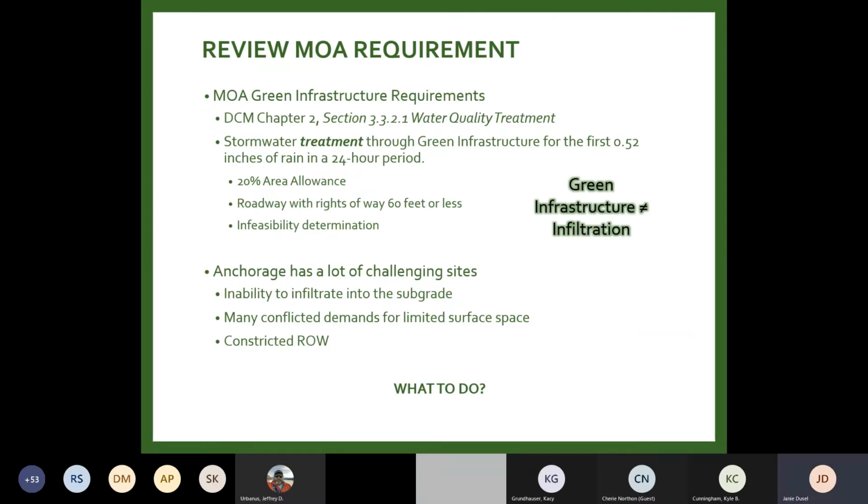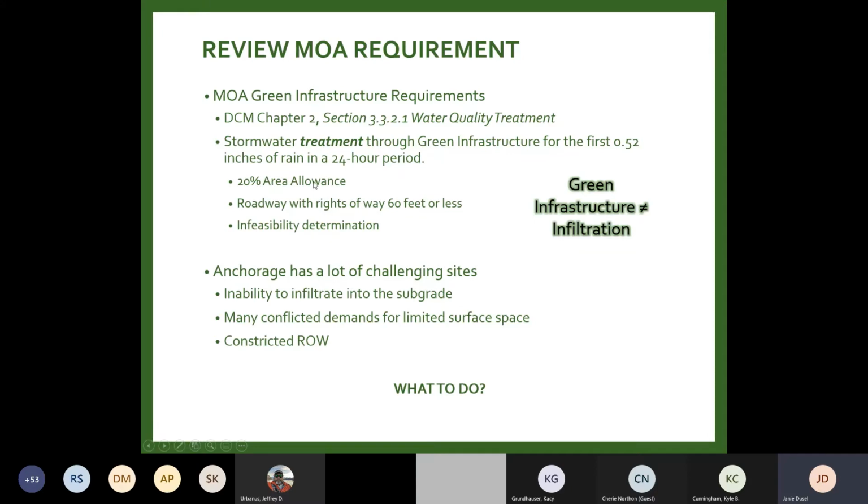So I want to just briefly review the municipal requirement for green infrastructure. It's presented in the DCM, the Design Criteria Manual, Chapter 2, Section 3.3.2.1. And basically what it says is we're required to use green infrastructure to treat runoff generated from the first 0.52 inches of rain in a 24-hour period. That section of the DCM talks in a lot of detail about what that means. Well, it's a different section, but it talks about how to compute that volume of runoff.